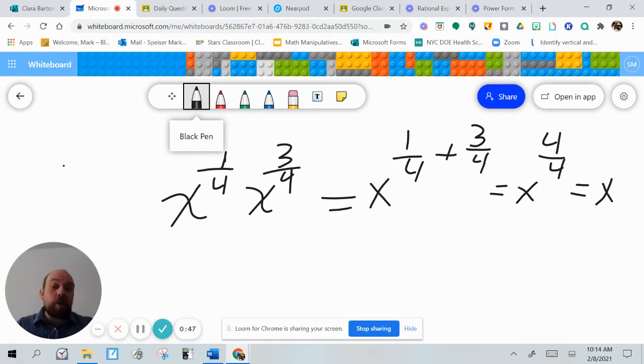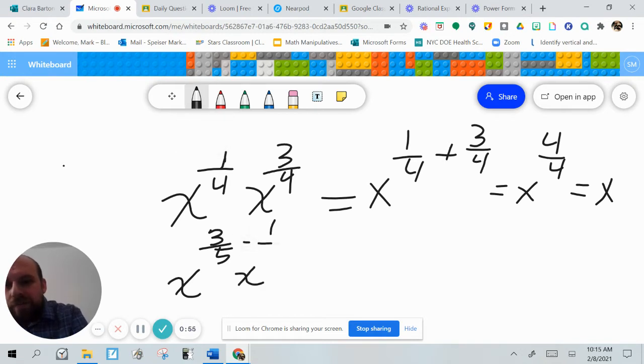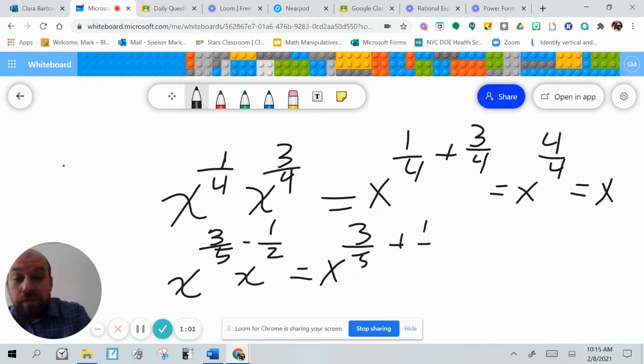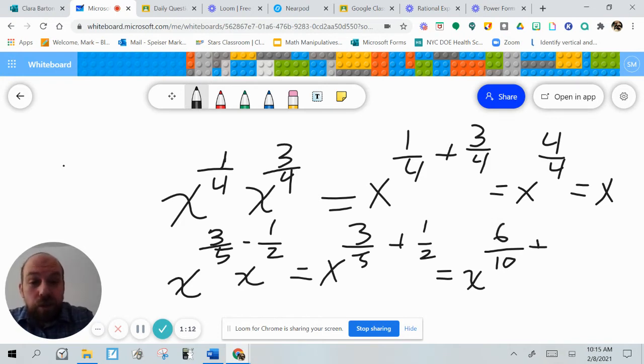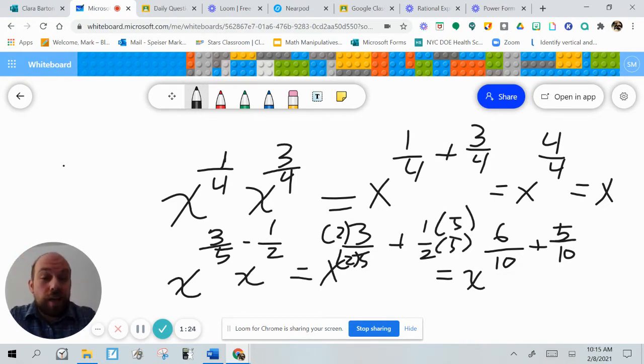But what happens if the denominators are different? Like you had 3/5 and 1/2. Well, same rule, you add them. 3/5 plus 1/2. Now remember how to find a common denominator, which in this case is 10. And then you get 6/10 plus 5/10, because you multiply this one by 2 and this one by 5. And then you do 6 plus 5 is 11 to get x to the 11/10.